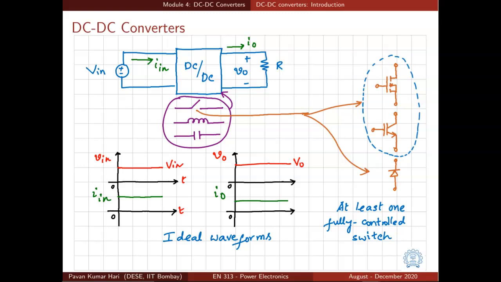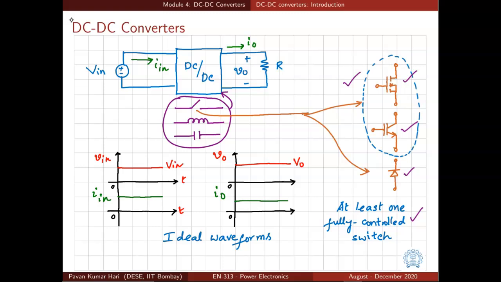And these converters essentially are made of switches, inductors and capacitors like any other power electronic converter. And these switches could be fully controlled switches like MOSFETs or IGBTs, or the switches could be diodes. However, there should be at least one fully controlled switch in the DC-DC converter. And what are we interested in? We are again interested in steady state waveforms. So the steady state analysis of these converters, analysis under periodic steady state.